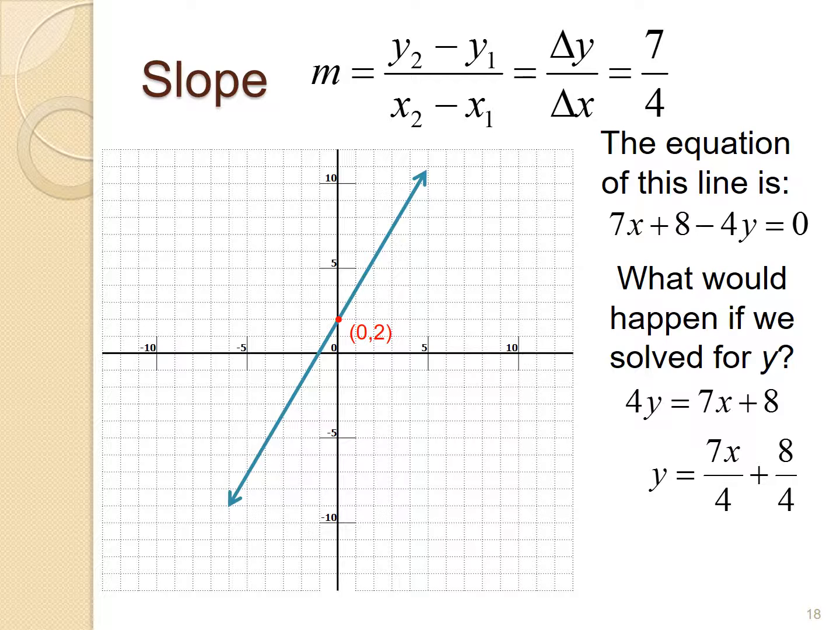So we would get y is equal to 7x over 4 plus 8 over 4, which of course means that y is equal to 7/4 x plus 2. Now, what do we notice about this? Well, specifically, the plus 2 at the end of the equation. That's the same number that appears for the y-intercept.